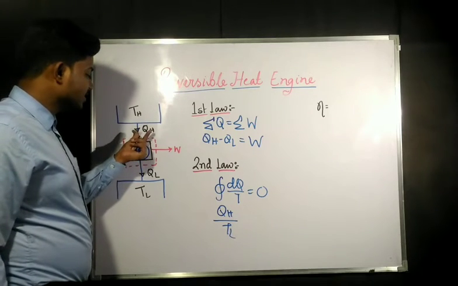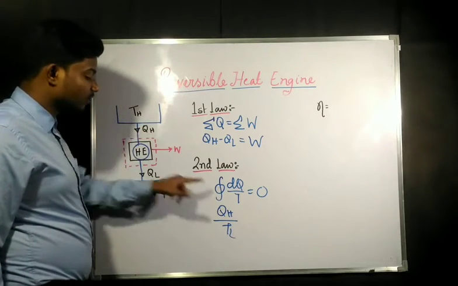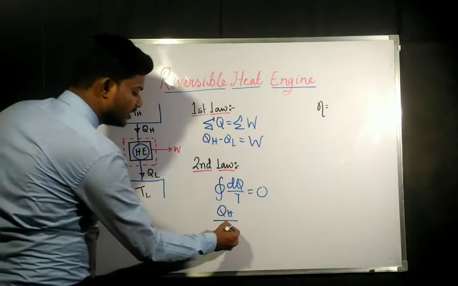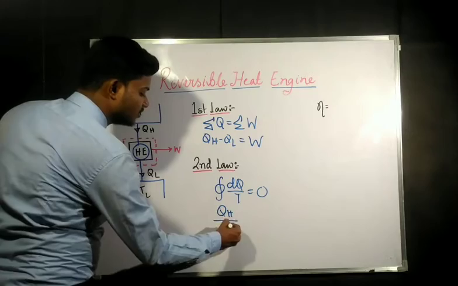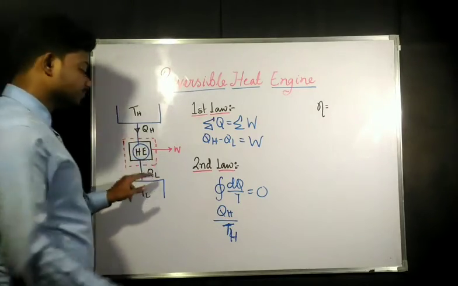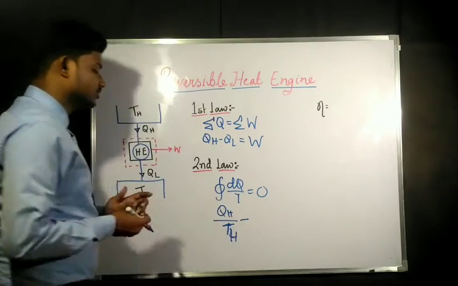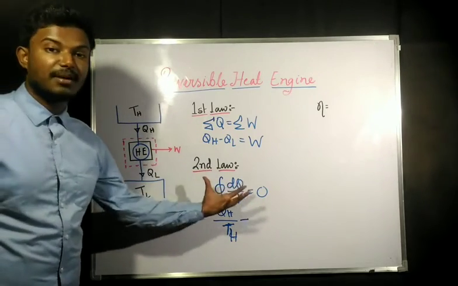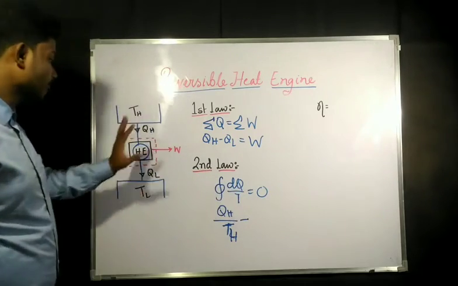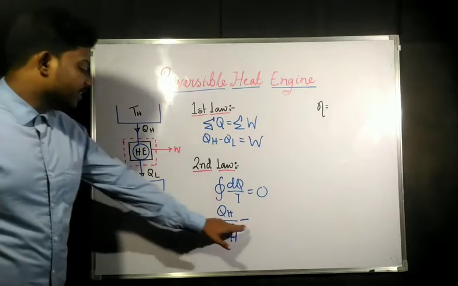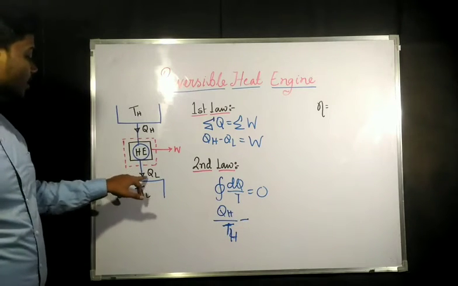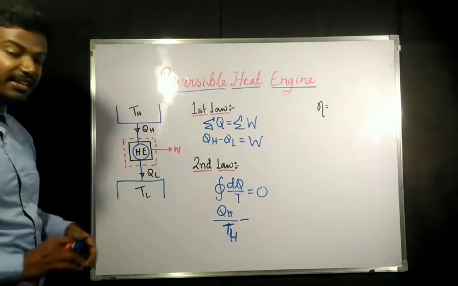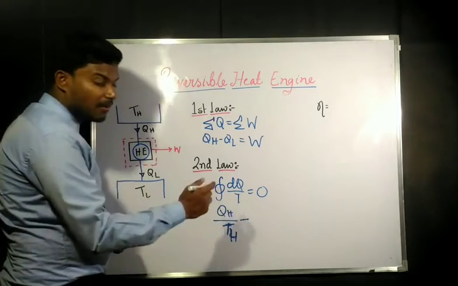Okay, so the heat interaction for this one is going to be QH by TH. Since it is a cyclic integration, that's why there will be the summation of all the dQ by T. Now I have written minus because here QL is getting rejected from the cycle. So before that there will be minus.